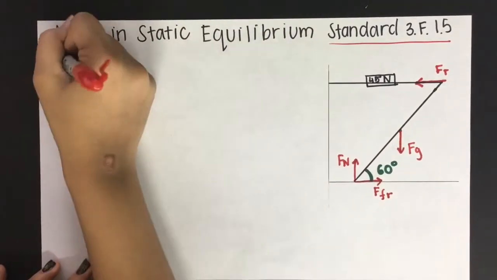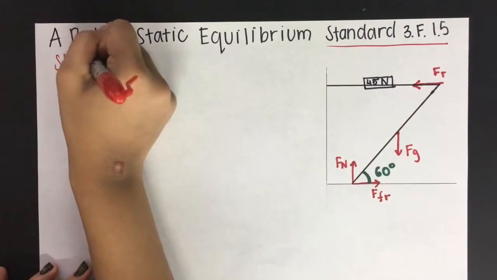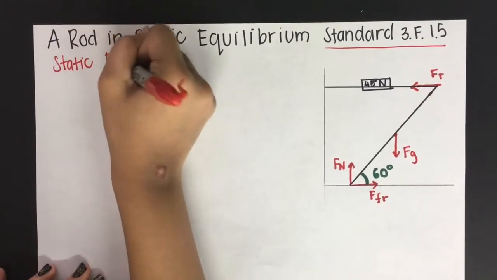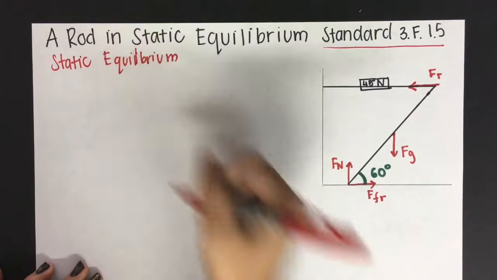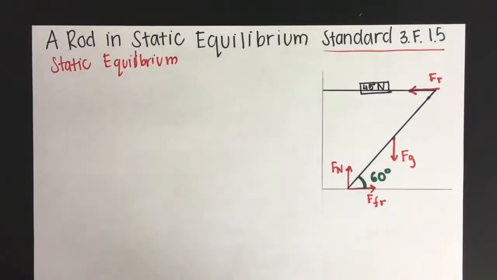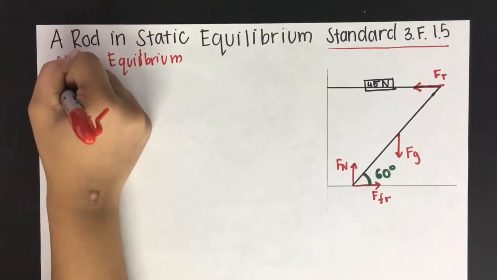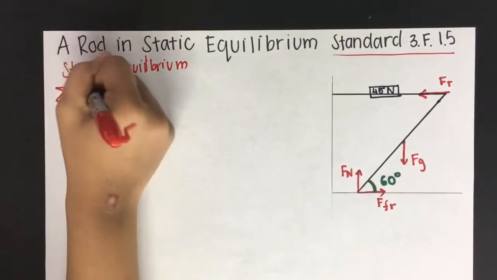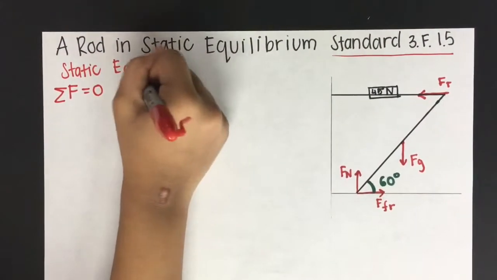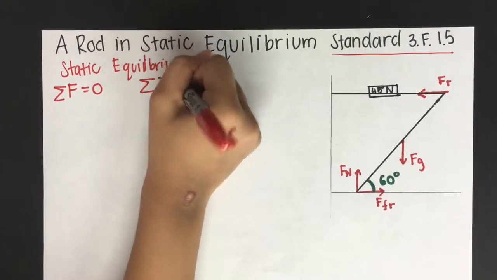So, in static equilibrium, there are two conditions. We know that this rod is in static equilibrium because it says that the rod is at rest. So, the two conditions for static equilibrium are that the sum of the forces should be 0, and the sum of the torques should be 0.